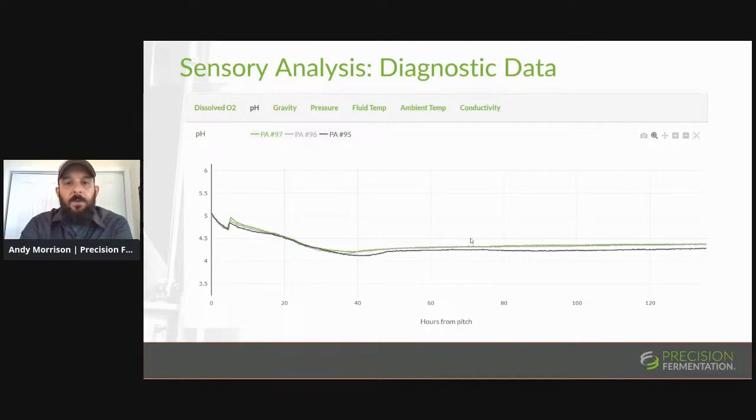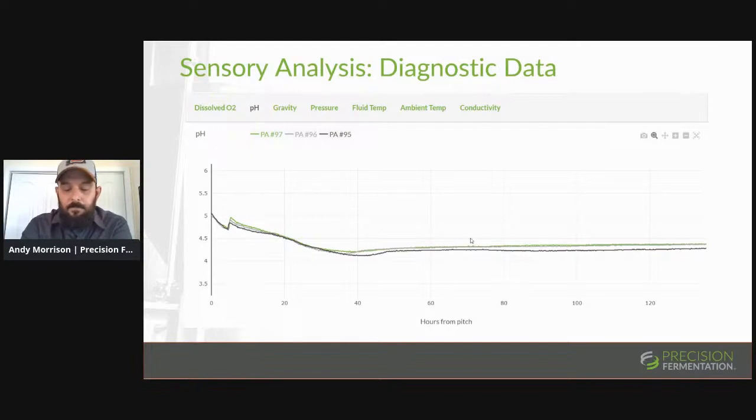So we sat down and dug through the data with them. We had set aside an hour-long meeting to dig through all this stuff. And the first thing that we did was take the batch in question, which was batch 95, and overlay it on top of a couple other batches that they said did not exhibit the same sensory issue.